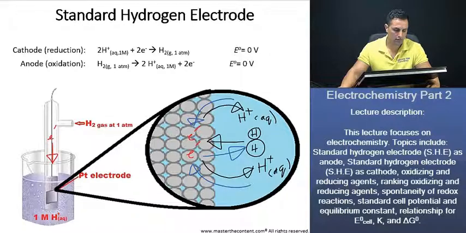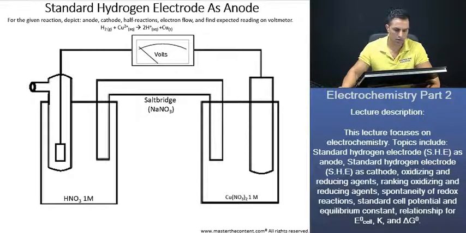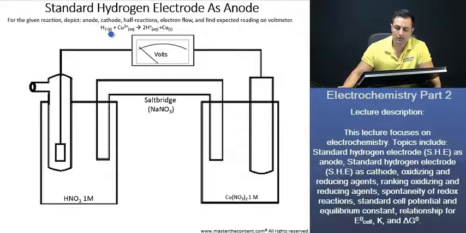Now we'll take a look at the standard hydrogen electrode as an anode. What are we being asked here? For the given reaction, depict the anode-cathode half reactions, electron flow, and find the expected reading on the voltmeter. Let's take a look at our reaction here. We have hydrogen gas plus the copper ion giving us 2 hydrogen ions plus copper solid.